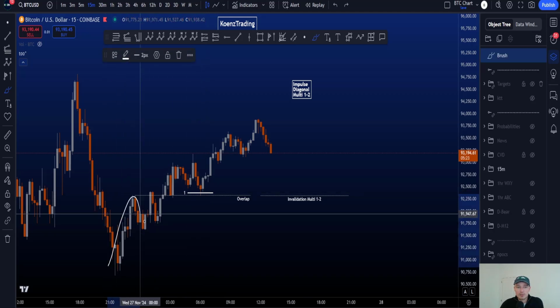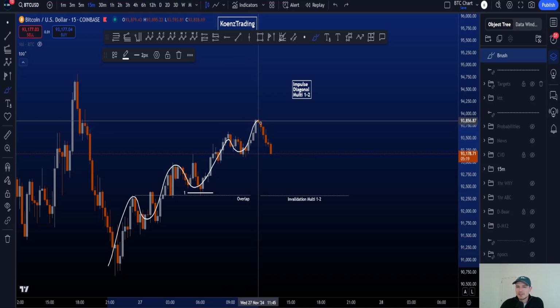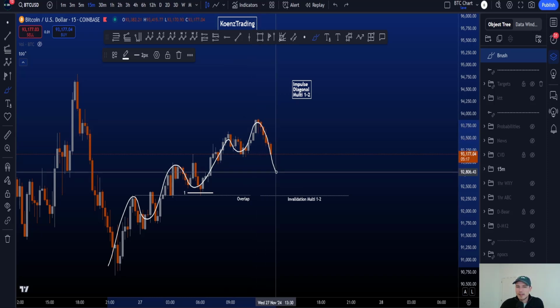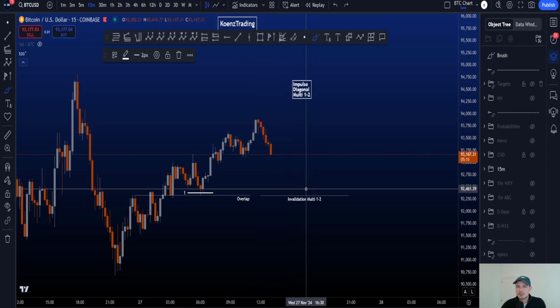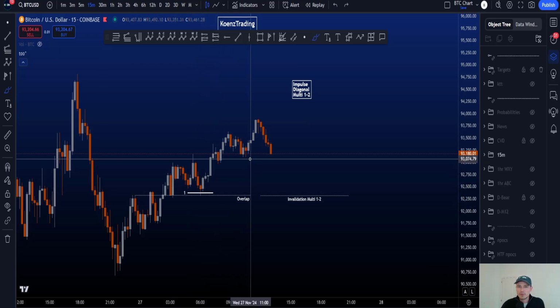Because if we consider a multi 1-2, 1-2, 1-2, then we can count another one here, then you can count some sort of a flat maybe in here, ABC, and then continue to the upside. So taking out this low would invalidate a multi 1-2.